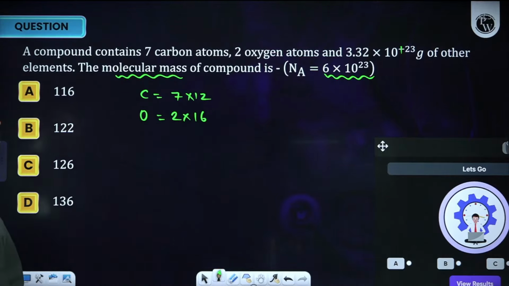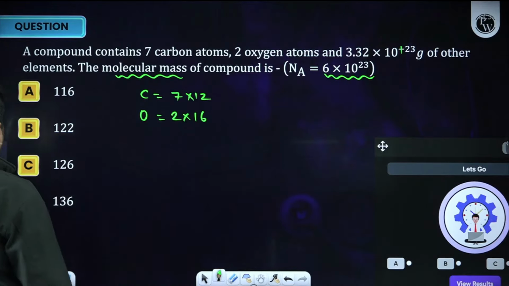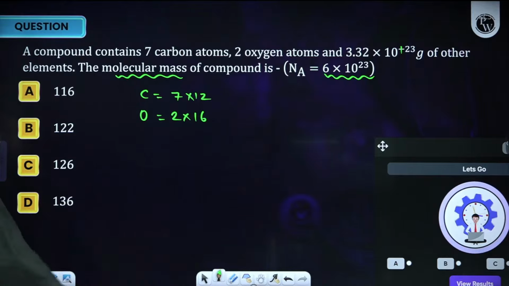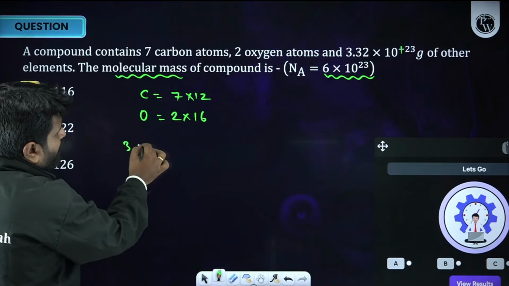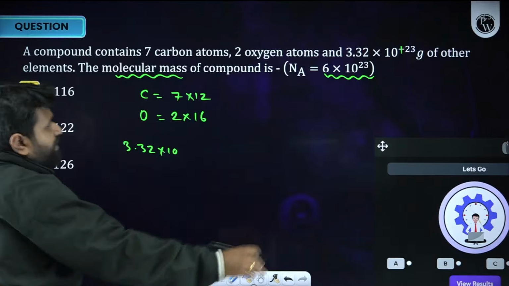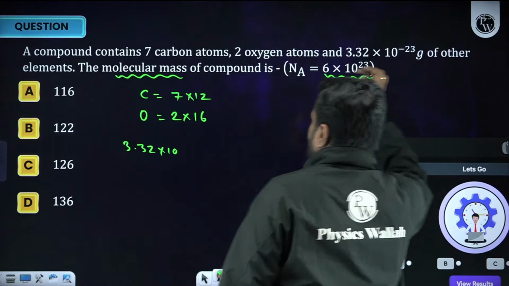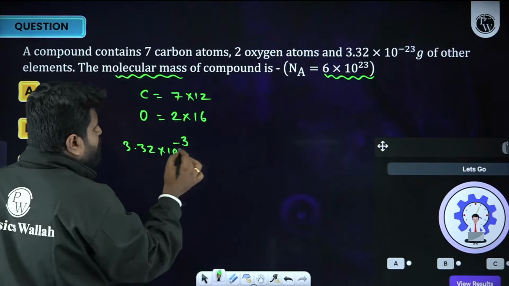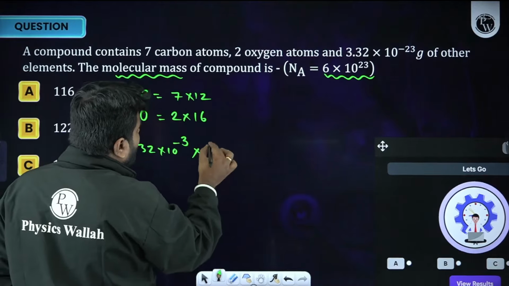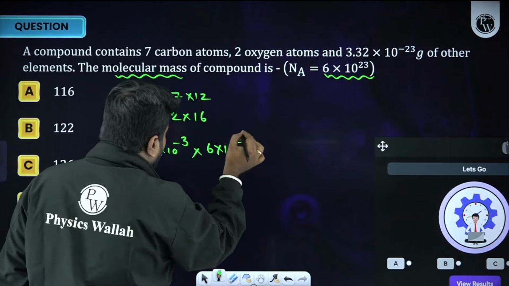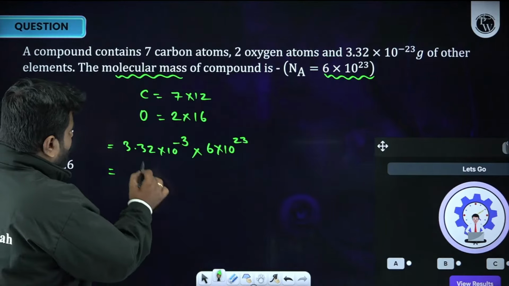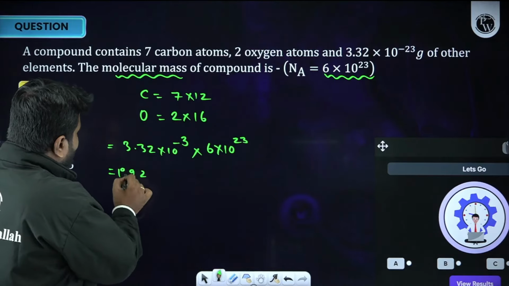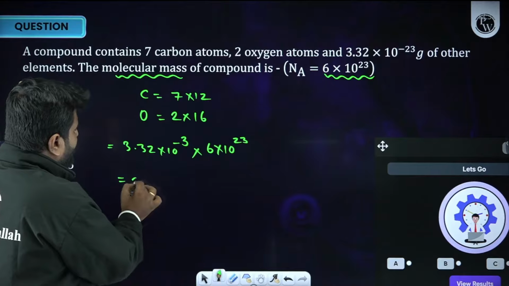So what exactly will we be getting there? Now we are able to do it. So if I want to calculate the molecular mass, how can I calculate? 3.32 into 10 to the power minus 23, into Avogadro number, 6 into 10 to the power 23. So how much will we have? The value comes out to be 6 2s are 12, 6 3s are 18, 19.92. I can keep it as approximately 20.